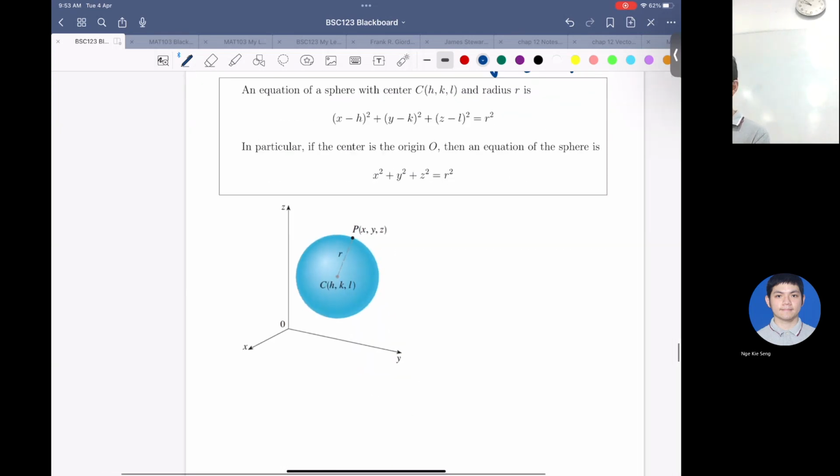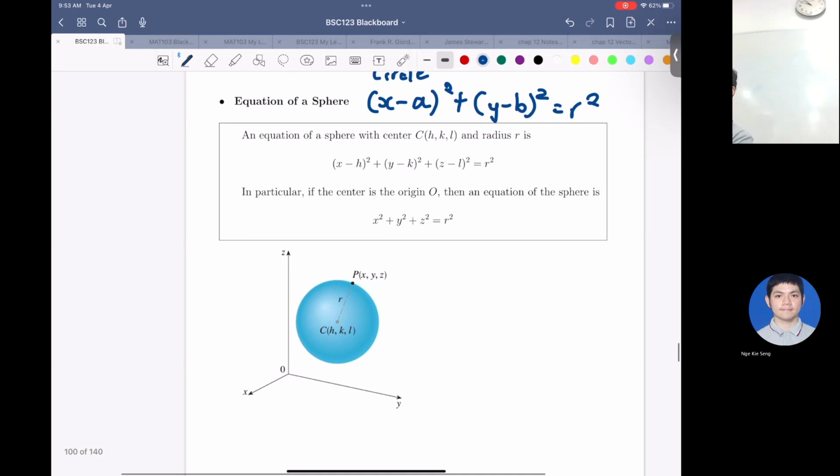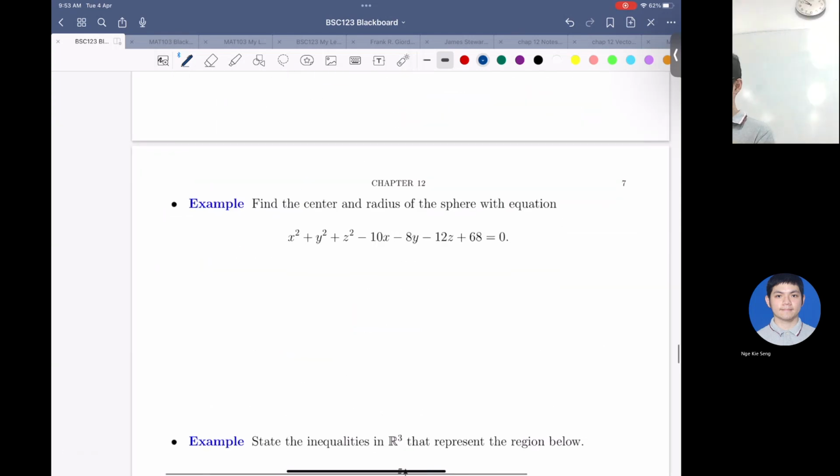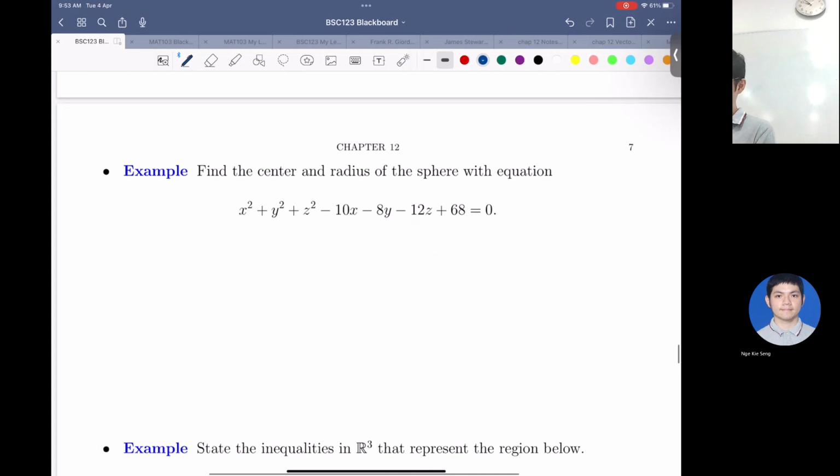Sphere. Similarly, you can imagine this definition can extend to n-dimensional sphere. So you have n coordinates squared. How about this one? You want to practice completing the square. Yeah, you need to complete the square for this one.